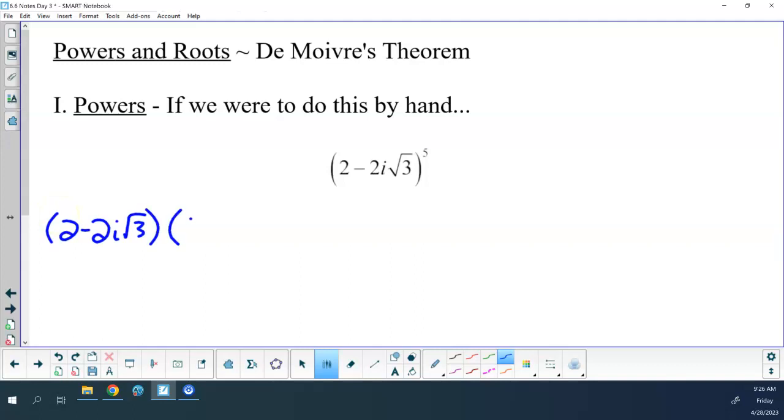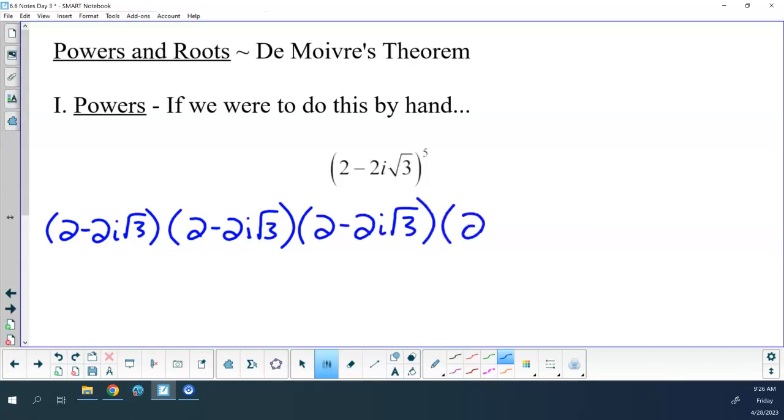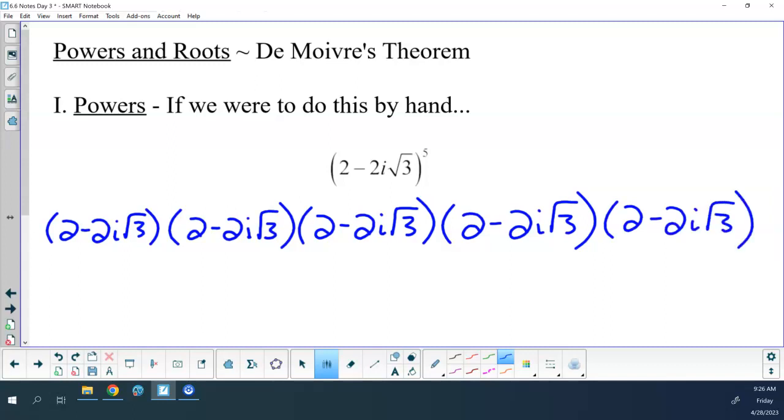And then you'd have to multiply that by 2 minus 2i square roots of 3, again and again, five times in all. And then you're saying to yourself, well, I can only multiply 2 at a time. So I'd have to take these 2 and multiply them together.